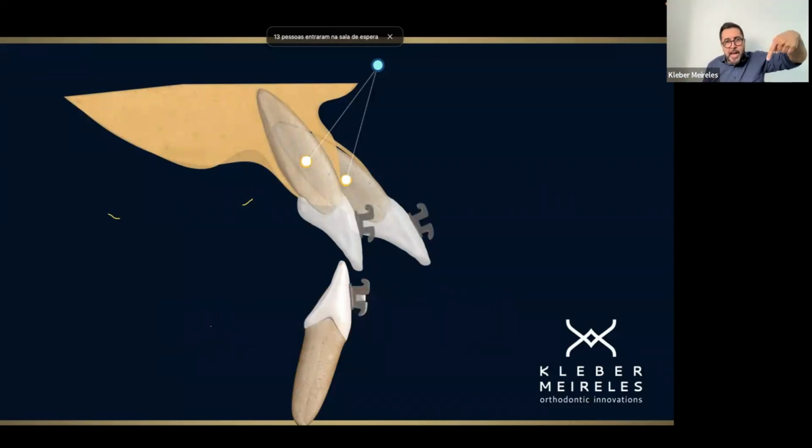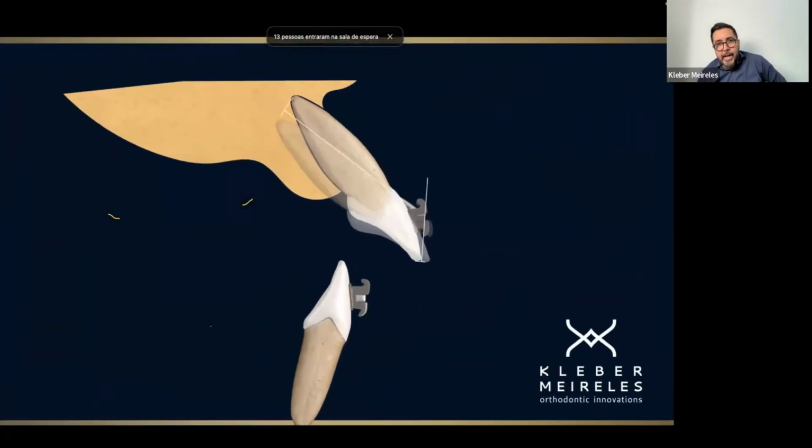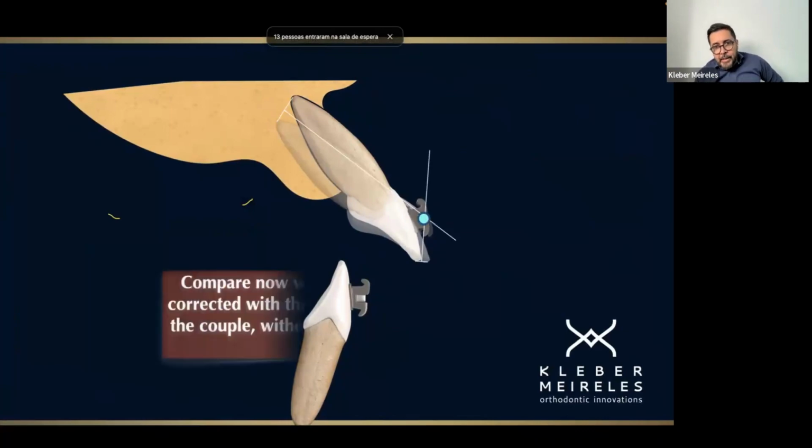It's not possible to be in the apex, because if you have the center of rotation right in the apex, you need to have extrusion because of the pendulum, okay? So this is completely wrong again. Well, okay.